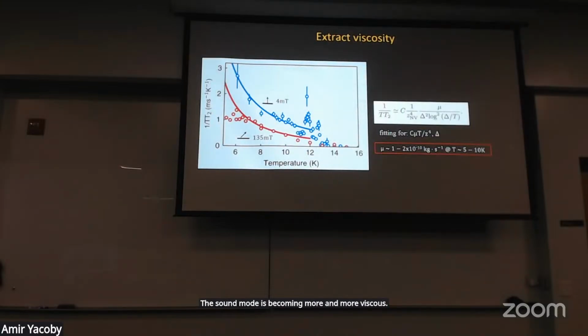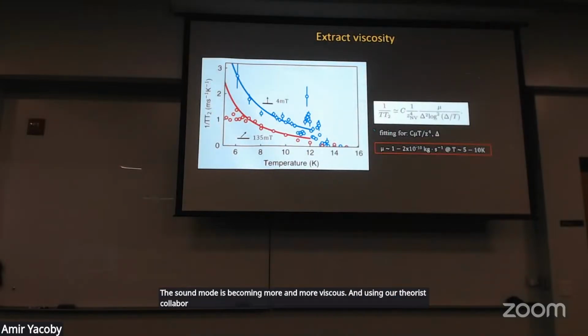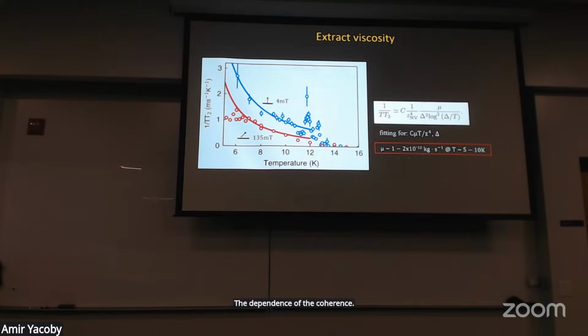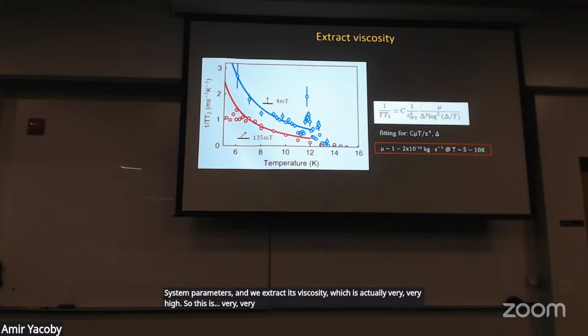And using our theorist collaborators, we could derive the dependence of this viscosity on a variety of system parameters, and you can see we can really fit nicely the dependence of the coherence with temperature based on very few system parameters, and we extract its viscosity, which is actually very, very high. So this is a very, very viscous fluid.